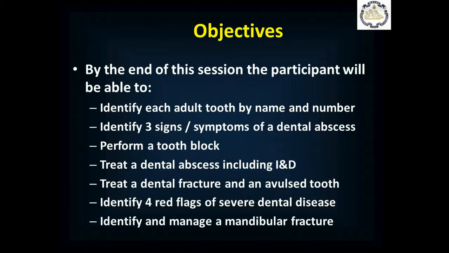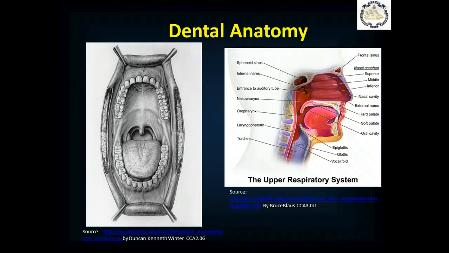By the end of this session, you'll be able to identify each adult tooth by name and number, identify 3 signs and symptoms of a dental abscess, perform a tooth block, treat a dental abscess including incision and drainage, treat a dental fracture and an avulsed tooth, identify at least 4 red flags of severe dental disease, and identify and manage a mandibular fracture. So, just to review dental anatomy, the teeth obviously are in the mouth.